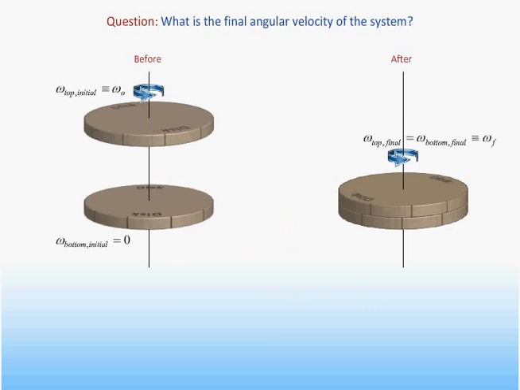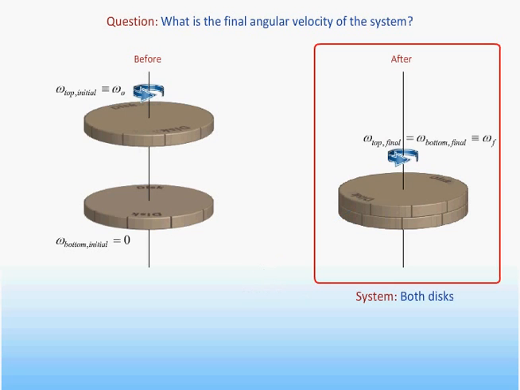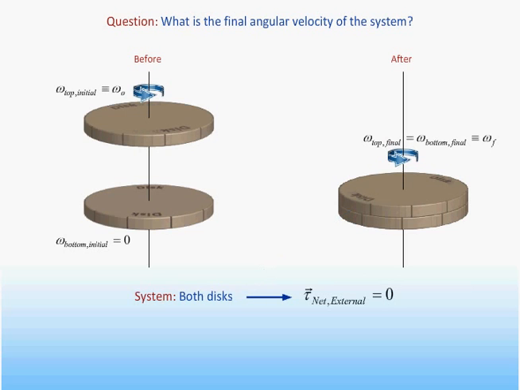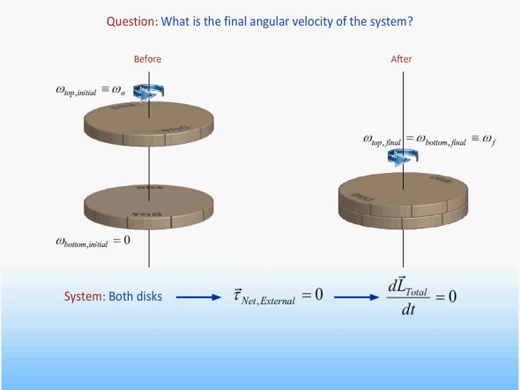The key here is to realize that torques that change the angular velocity of each disk are generated by the forces that the disks exert on each other. If we consider our system to consist of both disks, then these torques will be internal torques. Since there are no external torques acting on the two-disk system, we know the angular momentum of the system will be conserved. That is, the angular momentum of the system before the collision is equal to the angular momentum of the system after the collision.